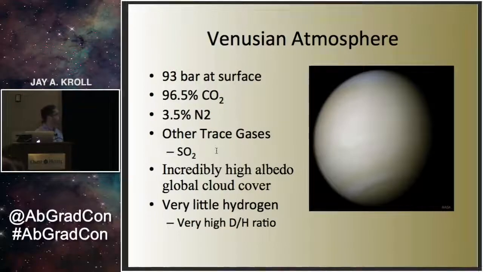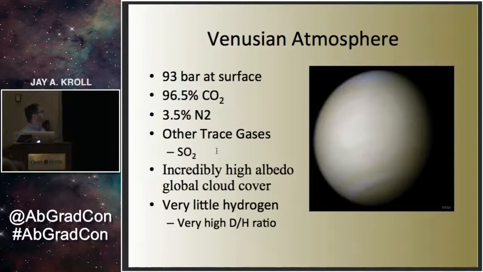But because of that global cloud cover, it has this incredibly high albedo, which means that almost 90% of the light that is incoming from the sun actually gets reflected away from Venus. But the atmosphere is so thick that even that 10% that gets in and is absorbed by the planet leads to incredible heating of the surface.